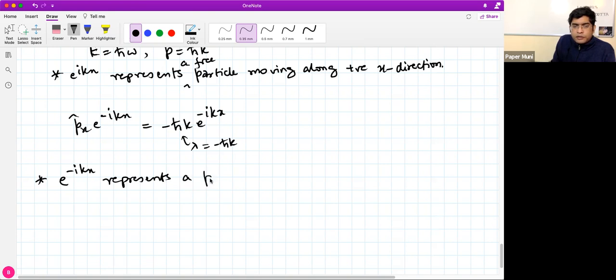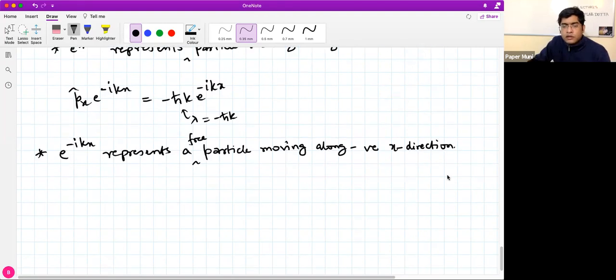So we can write that this represents a free particle, which is not feeling any force, moving along the negative x direction.